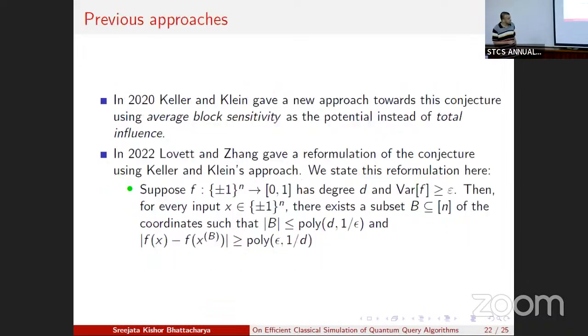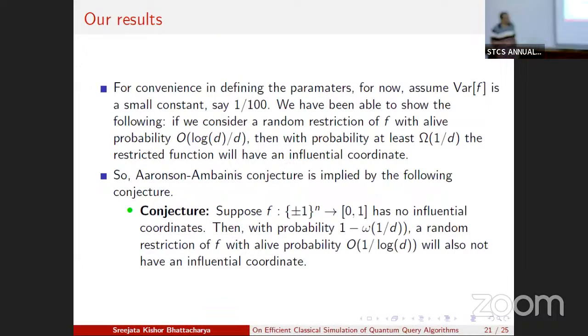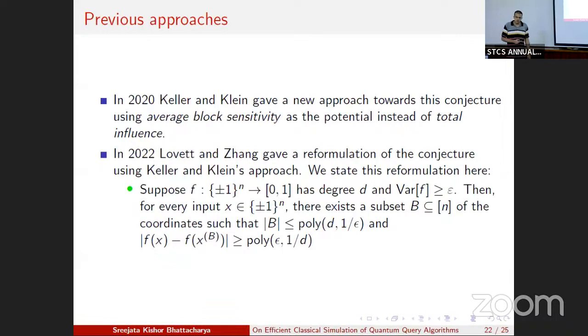And I want to mention another recent work by Lovett and Zhang in 2022. They gave a reformulation of the Aaronson and Ambainis conjecture. This was using previous work by Tal and Klein. So they showed the following. This conjecture is equivalent to the Aaronson and Ambainis conjecture. That is, if you have a bounded low degree function, then we have a certificate.